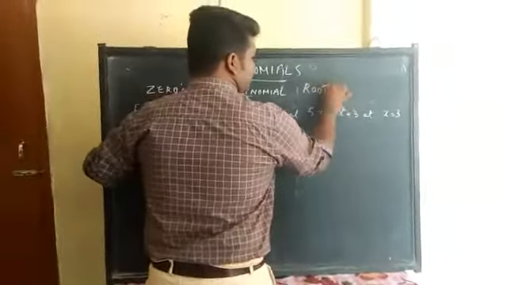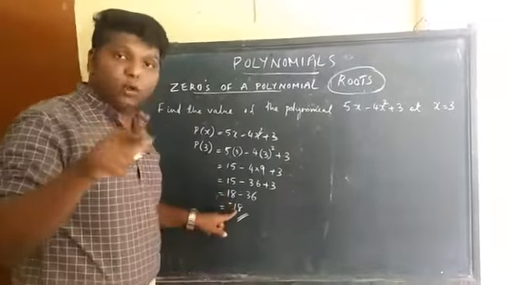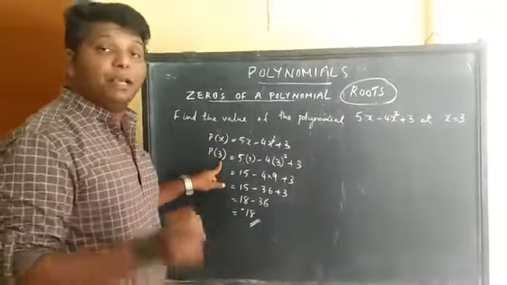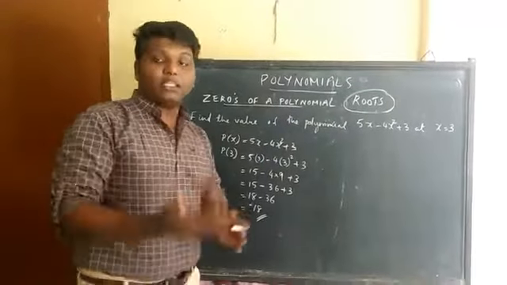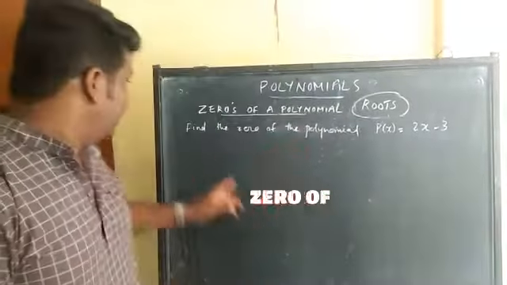What's the meaning of zeros of a polynomial? When you are giving a value here, and if the total value comes to 0, here it came as minus 18, and instead of minus 18, if it came here 0, then we will say that particular value will be the 0 of that polynomial. Clear? Okay, next topic, to find the 0 of a polynomial.